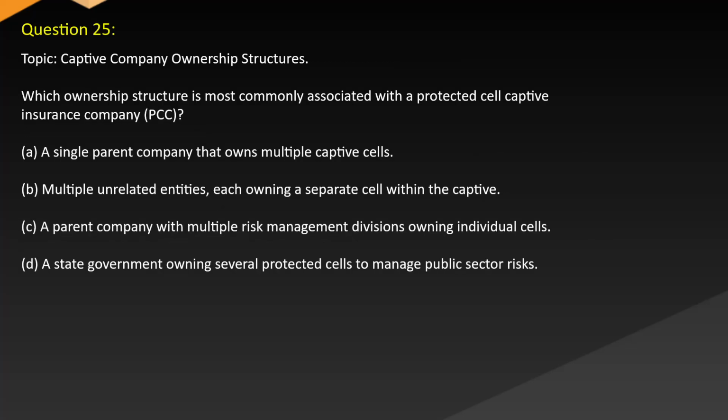Question 25. Topic: Captive company ownership structures. Which ownership structure is most commonly associated with a protected cell captive insurance company (PCC)? A. A single parent company that owns multiple captive cells. B. Multiple unrelated entities, each owning a separate cell within the captive. C. A parent company with multiple risk management divisions owning individual cells. D. A state government owning several protected cells to manage public sector risks.